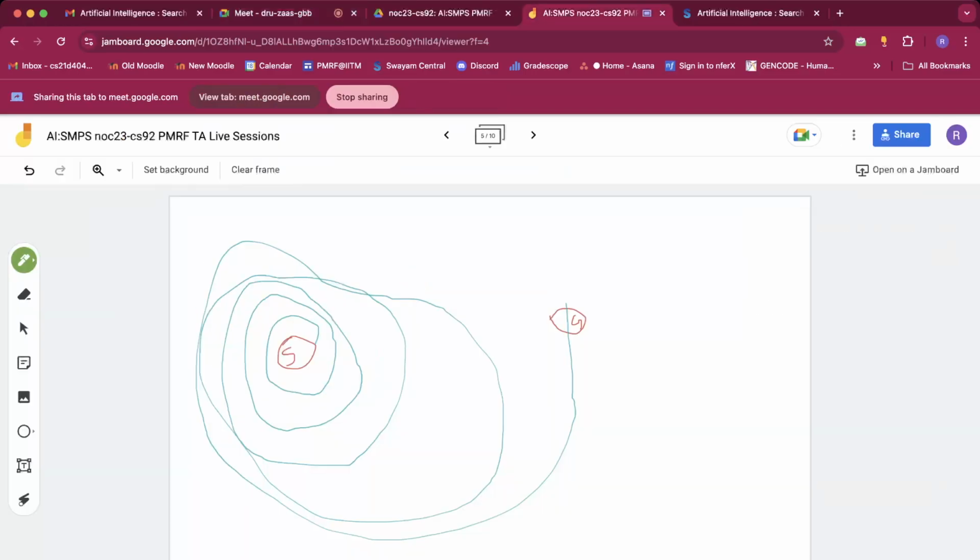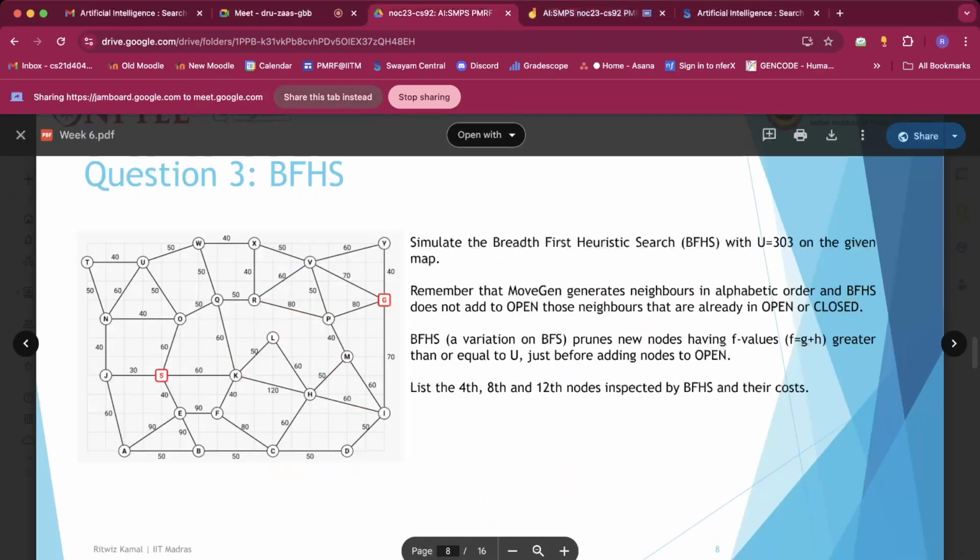What breadth first heuristic search will do is give us an upper bound. If we have limited resources and we don't want to spend them looking at all of these nodes in the neighborhood, we will put a cap on it. Let's say we create a boundary and we only explore those nodes that are within this boundary of breadth first search. The way we will do that is by using u equals 303.